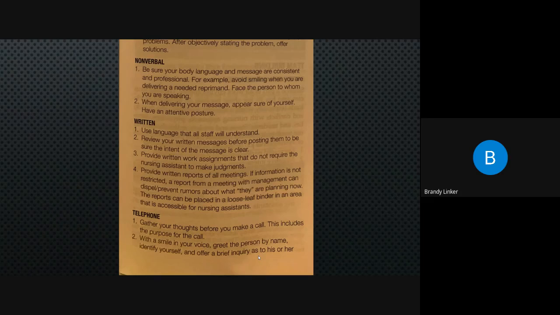And then telephone. You've already been learning the SBAR technique, right? When you talk to somebody on the telephone about a patient, you definitely need to use your SBAR. Use the name of the person and identify who you are. That's how you start with your SBAR, right? You say, hi, my name is so-and-so. I'm with so-and-so nursing home. I'm calling you about patient so-and-so.